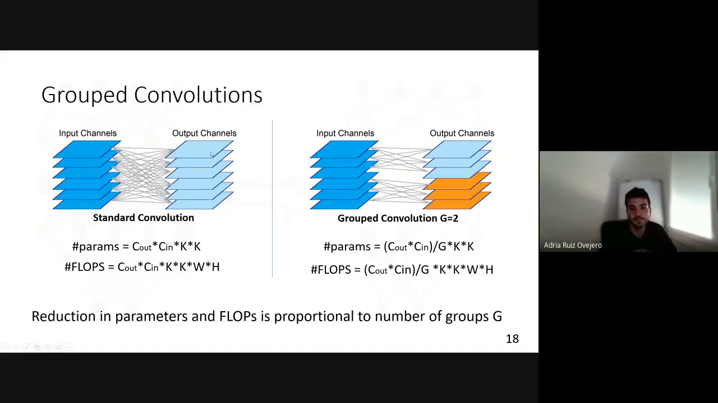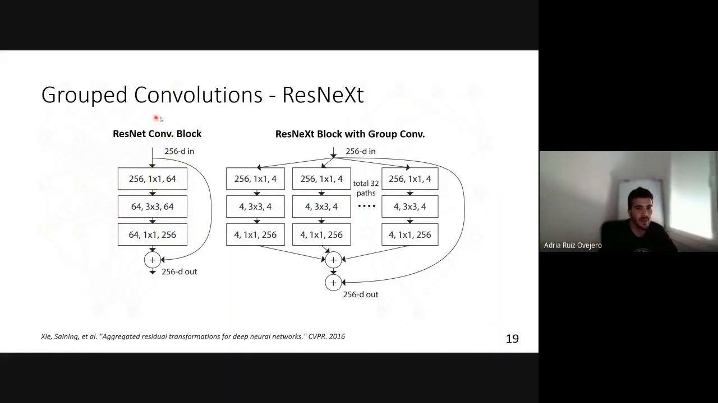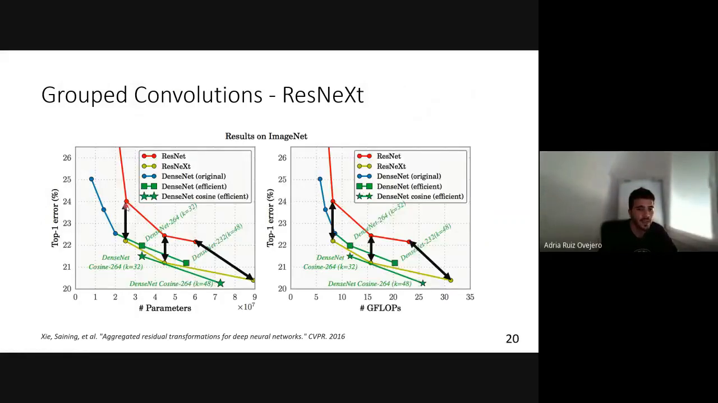Okay. So this idea was implemented, for example, by ResNeXt, which is a variant of ResNet, where simply the usual convolutional block of ResNet is replaced by a convolutional block using group convolutions with 32 groups. This reduces the computational cost a lot, and here we see that the yellow line is ResNeXt, the efficient version with group convolutions, and the red line is the original ResNet. For the same number of parameters or FLOPs, you can see a much better performance in terms of accuracy error.